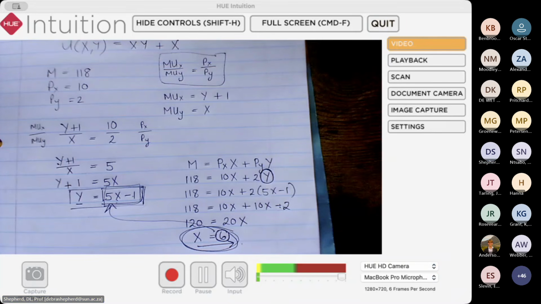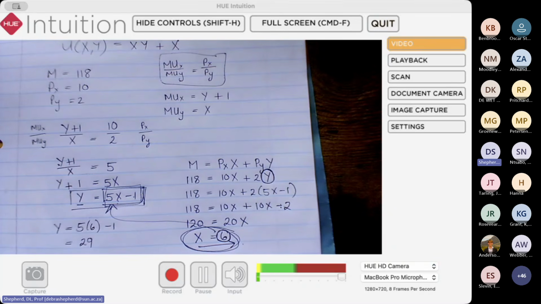Okay. Does that make sense to everybody? So you could get a multiple choice question where you get given this information, and then you might be given different combinations of X and Y, and you need to solve and see which one is the correct bundle. Okay, but is this question fine for everybody? Or is there anything that you'd like me to go over or to repeat?